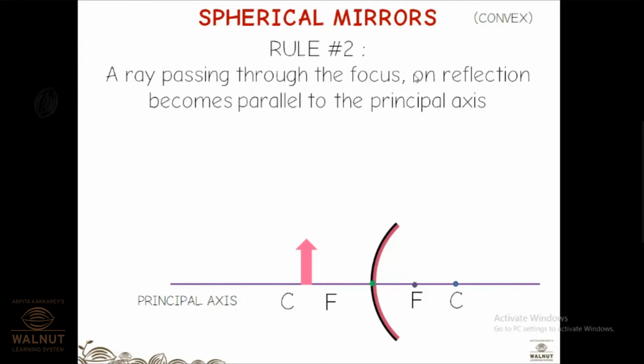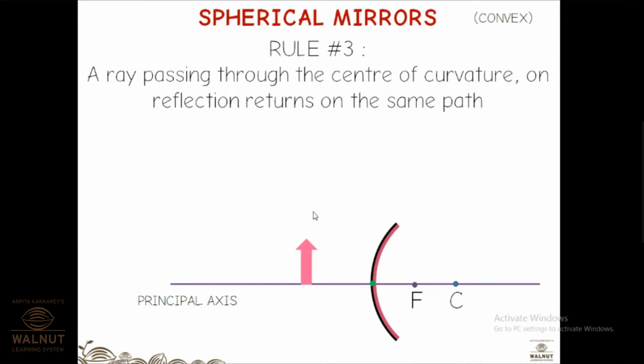Rule number two, a ray passing through the focus on reflection becomes parallel to the principal axis. Now see, if it is passing through the focus, it will become parallel to the principal axis. Next, a ray passing through the center of curvature on reflection returns on the same path.